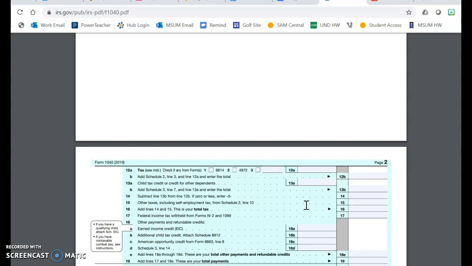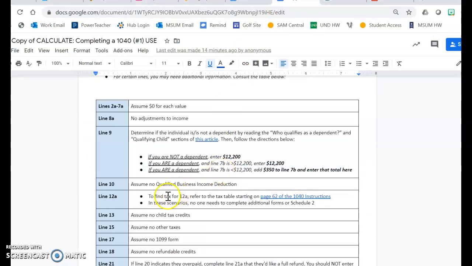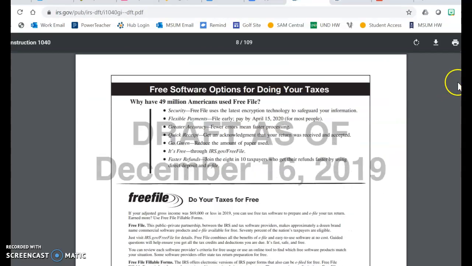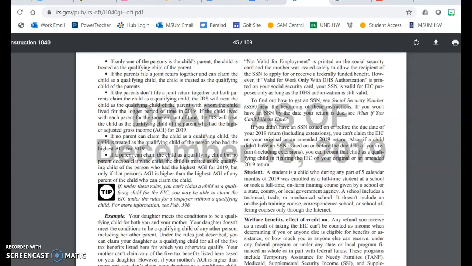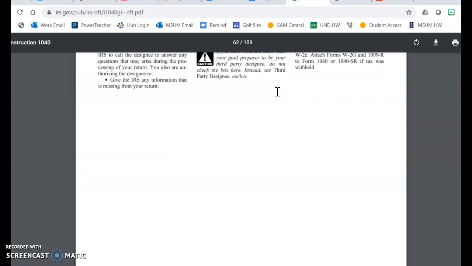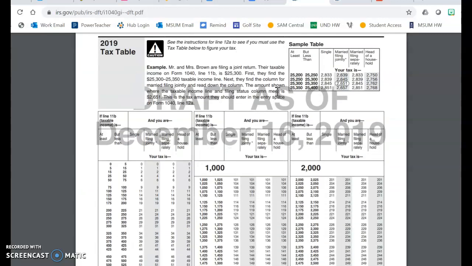For 12A, if we go back over here, it says to find tax for 12A, refer to the tax table starting on page 62 of the 1040 instructions. So this is where we're going to have to open up another link, and we're going to have to go down to page 62. There we go. Starting on page 62. Oh, here it is.